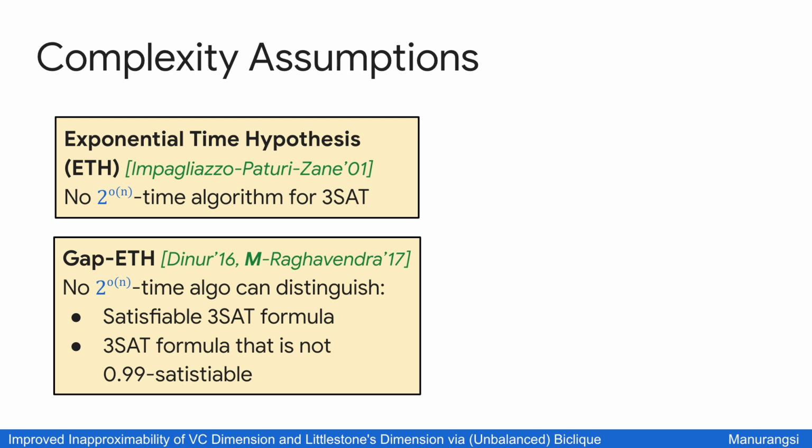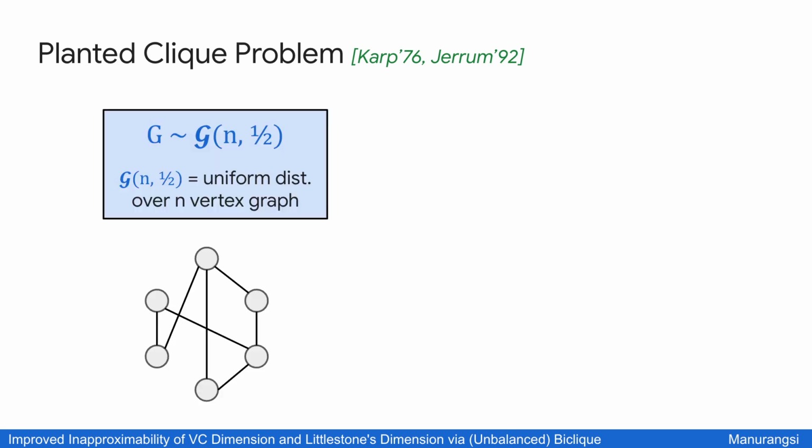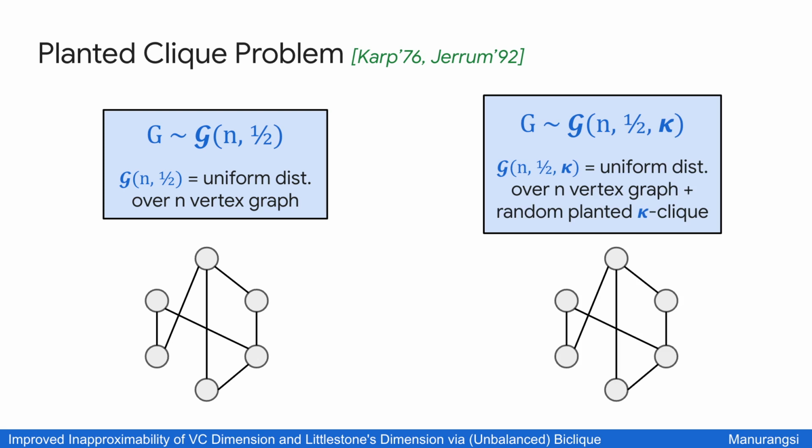We will also be using complexity assumptions based on the planted clique problem. So let's recall that problem quickly here. There are two distributions of interest here. The first is G(n, 0.5), which is just the uniform distribution over all n-vertex graphs. The second distribution is the one where we first draw G from G(n, 0.5), and then on top of it, randomly plant a clique of size k. The goal of the planted clique problem is then to distinguish between these two cases.